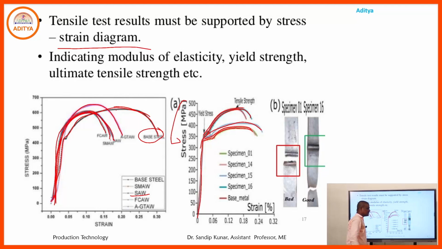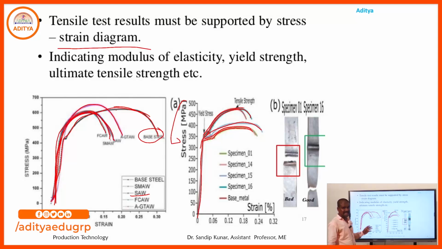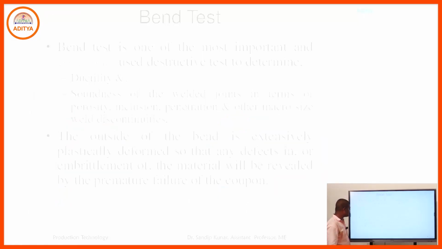Every specimen has a different stress strain diagram, and on that basis we have collected some data: tensile strength data, yield strength data, and also some modulus of elasticity data. Based on that we have decided the quality of the weld.